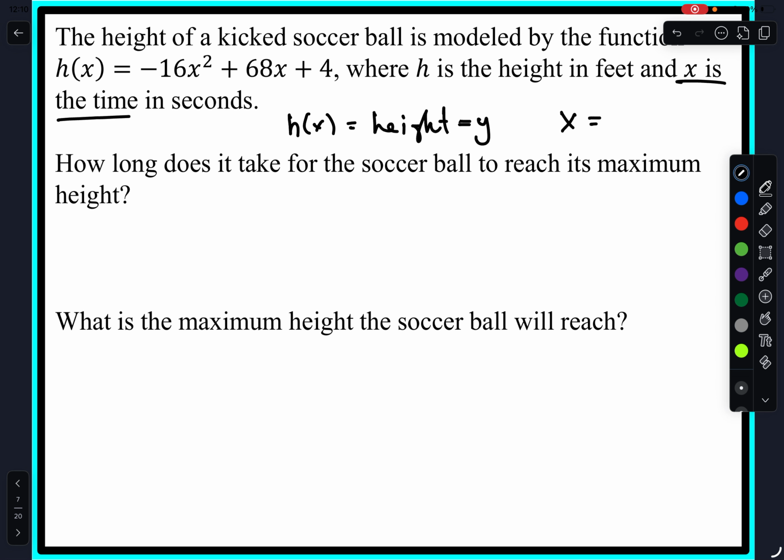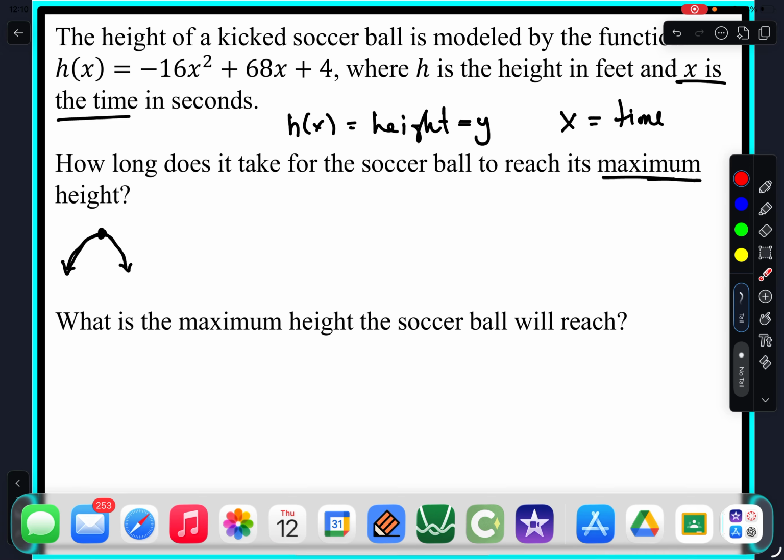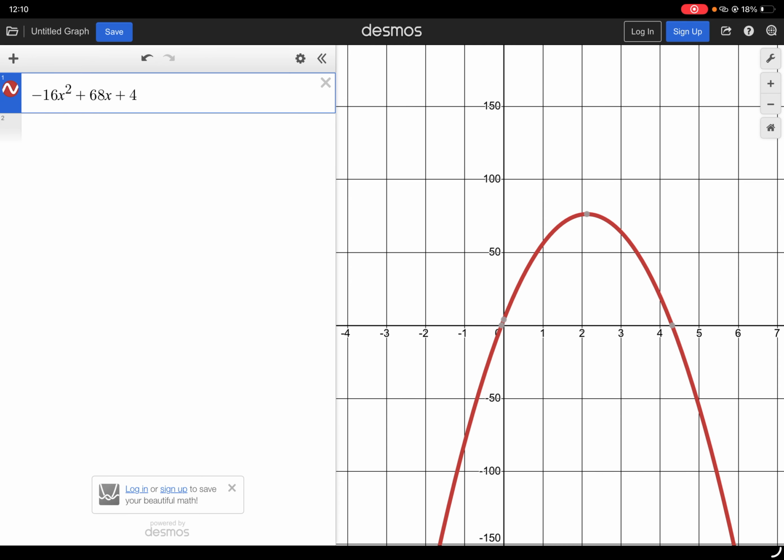So for the first part, how long does it take for the soccer ball to reach its maximum height? We're looking for essentially the x value of the vertex. Since we are already identifying this as a maximum, we should automatically understand that this parabola is going to open downwards. For one, it's telling us that it's a max. So in order for it to have a max, it has to open downwards in order for this vertex to be the highest point. And the second reason I also know is because this value right here of a is a negative number.